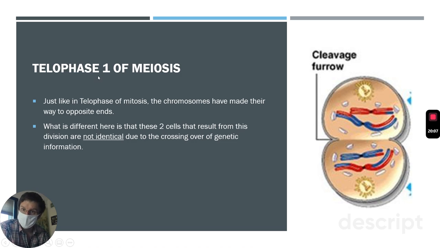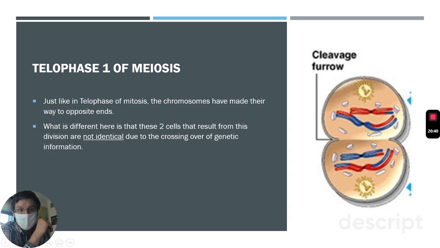Now we've got telophase 1 of meiosis. So what's different here is that these two are not identical to each other. They are different, and that's okay. We like genetic variation when we're talking about sperm and eggs, because that ensures that our species doesn't put too much stake in one genetic sequence. And we can talk more about that when we get more into evolutionary biology.